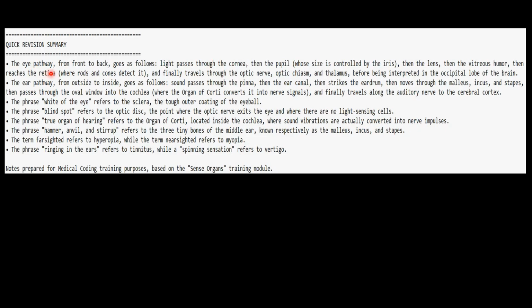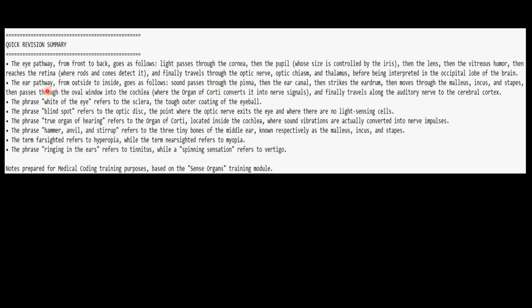So if we talk about the eye pathway, then in that case, light passes through the cornea, then the pupil, then the lens, then the vitreous humor, then reaches the retina, where rods and cones detect it, and finally travels through the optic nerve, optic chiasm and thalamus, before being interpreted in the occipital lobe of the brain. Clear? So this is the pathway for the eye.